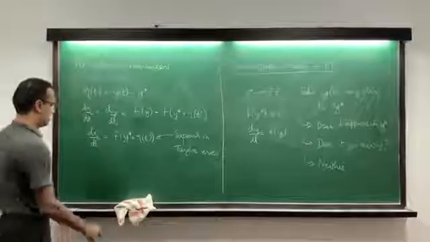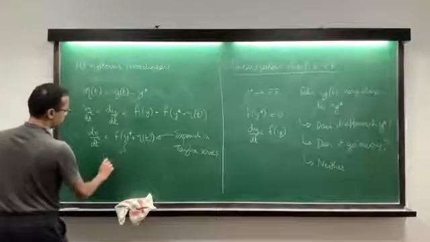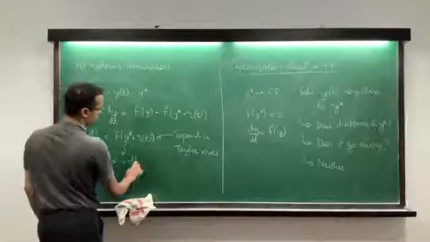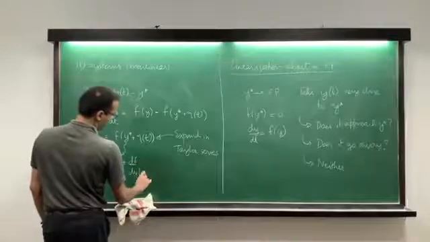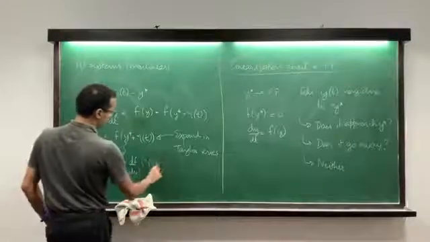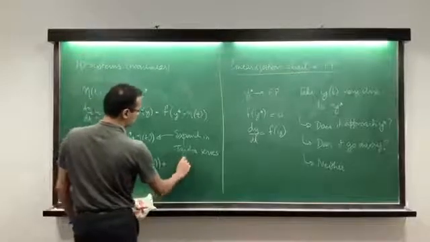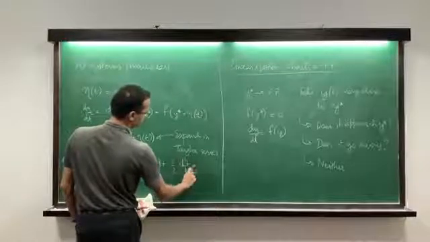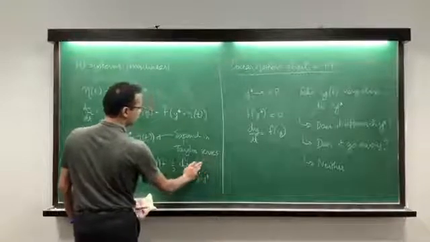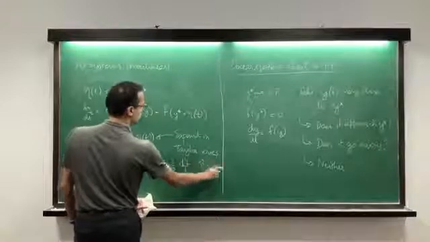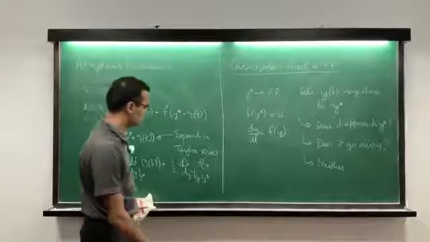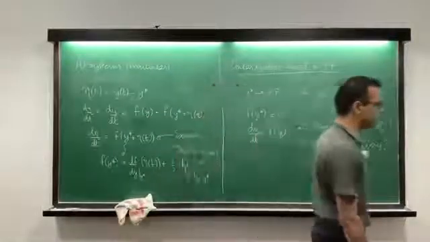Okay, if you do that, then what do you get? You get f of y star plus df by dy at y equals y star times y minus y star, which is eta of t, plus half d square f by dy square at y equals y star times eta square, and so on. Okay, it's a Taylor series expansion.